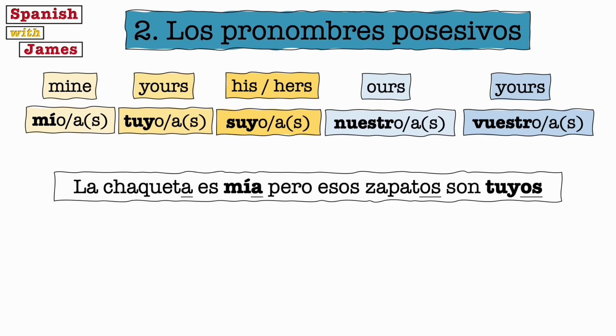La chaqueta es mía, pero esos zapatos son tuyos. The jacket is mine, but those shoes are yours. Instead of saying the jacket is my jacket and those shoes are your shoes, I can use a possessive pronoun to replace the noun, to avoid saying it twice.